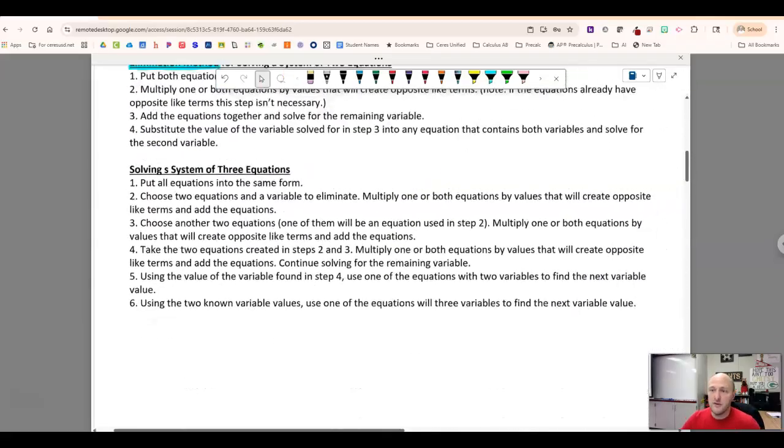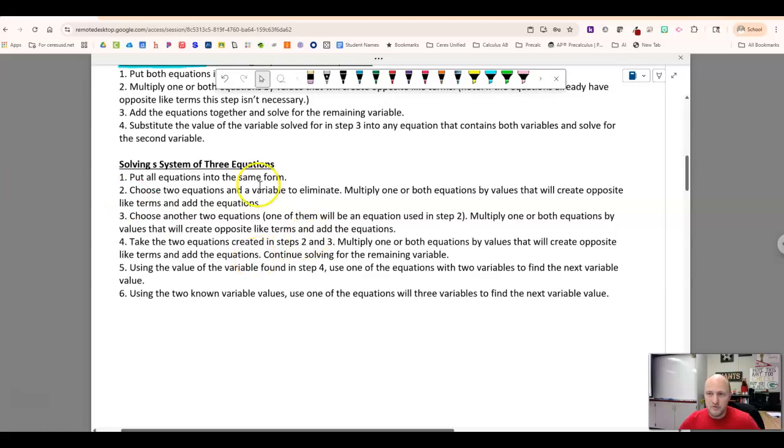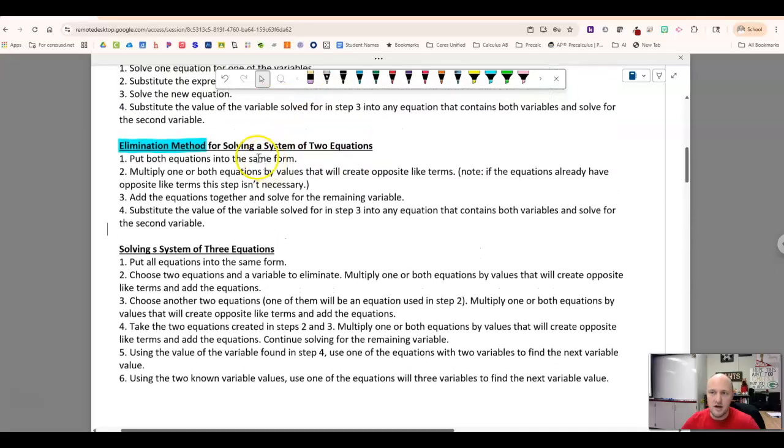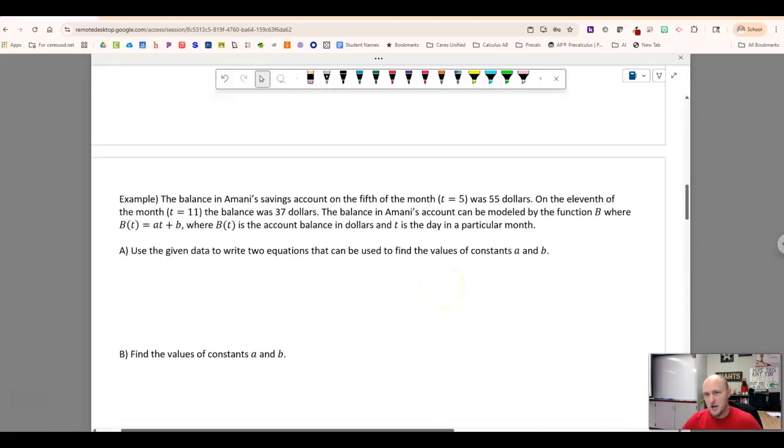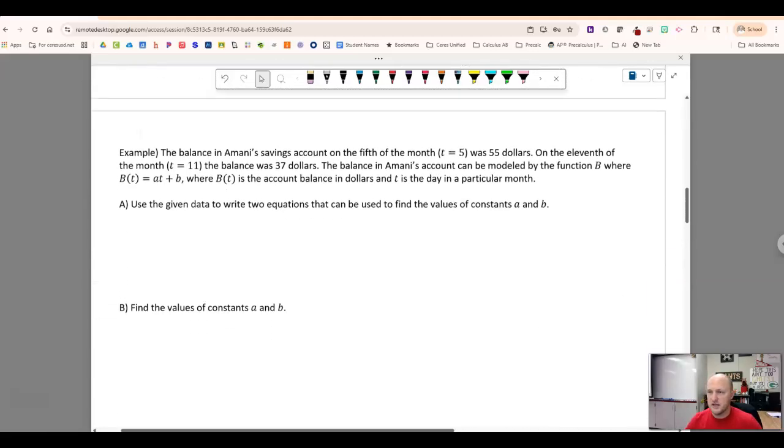Solving for 3: what if I have 3 equations? Well, you're going to put all of them into the same form. Choose 2 equations to eliminate a variable. Or if you can't, you have to multiply one or both equations by values that create opposite-like terms. And then you're going to choose another 2, multiply one or both of those, that will allow you to cancel, and then you take those 2 equations to make an elimination system, okay? So we'll cover all this when we get to it, okay? But let's go ahead and jump into an example.